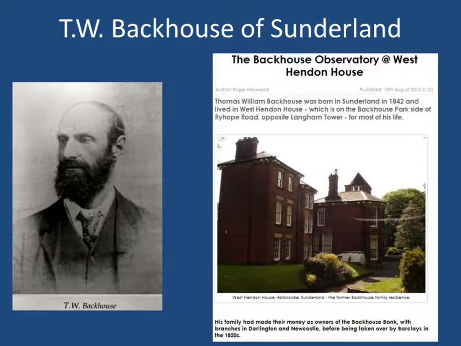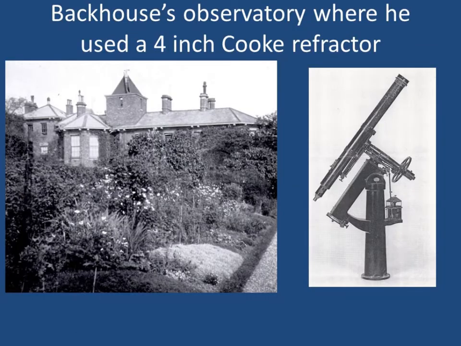T.W. Backhouse. He used his 4-inch Cooke refractor at his observatory there, and you can see that conical shaped dome where he had his telescope, and he made observations from there, and also from a lot of other places he travelled, because he must have had some sort of portable instrumentation. He didn't carry this Cooke refractor everywhere with him. Well, let's look at Thomas Backhouse. He was the first person actually to report observations of Noctilucent Cloud.